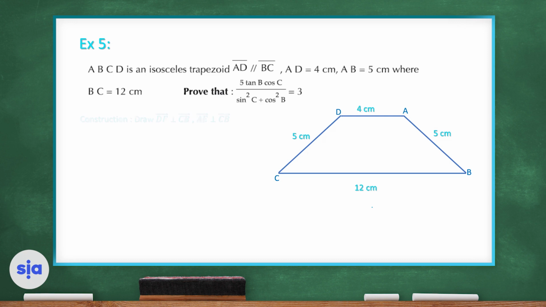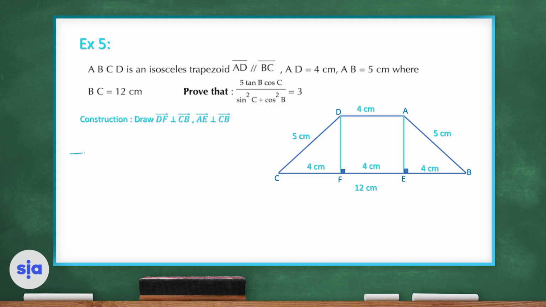Let's now construct DF perpendicular to CB and AE perpendicular to CB. And here, for sure, FE is 4 centimeters long, and CF is 4 centimeters long, and EB is 4 centimeters long. Now, the question wants us to prove that 5 tan B times cosine C over sine squared C plus cosine squared B is equal to 3. Let's now go and find every trigonometric ratio that we want.